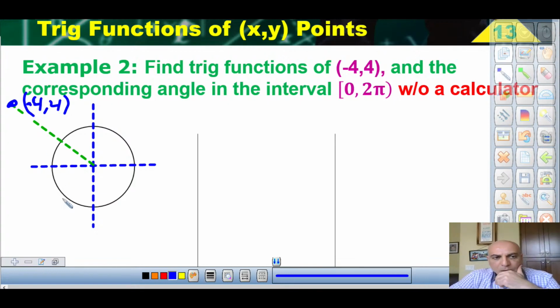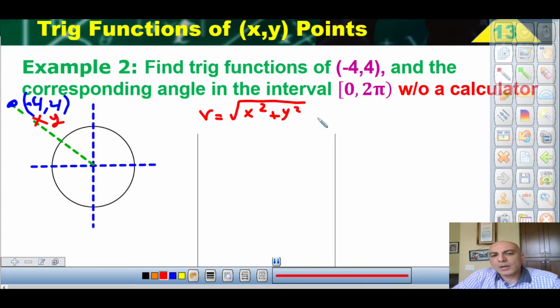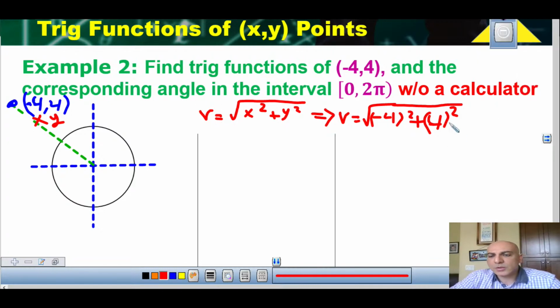By the way, I'm just going to have to label things. This is my x, this is the y, and I know that I'm in the second quadrant because of the setup here. So first things first, I'm going to try to find r, which is the square root of x squared plus y squared. In my case, that's the square root of (-4) squared plus 4 squared, and that's going to give me 16 plus 16. That's the square root of 32, right?